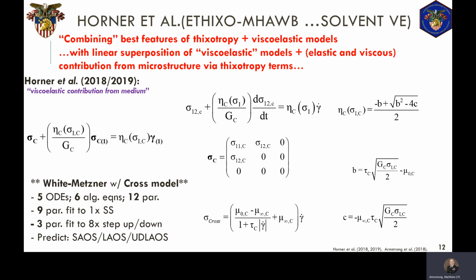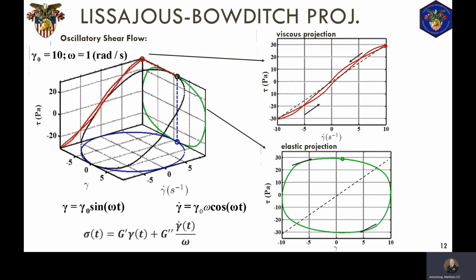Overall, we have 5 ordinary differential equations, 6 algebraic equations, and 12 parameters, 9 of which are fit to steady state, and 3 are fit to the large amplitude oscillatory shear. Then we're going to use those parameters to predict small amplitude and large amplitude oscillatory shear.